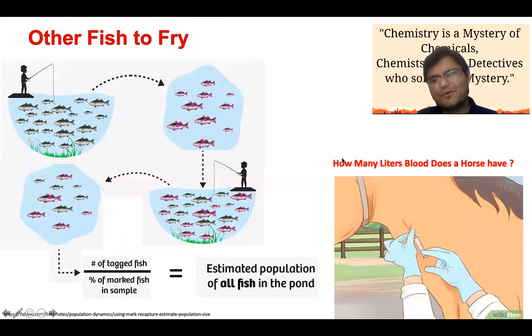Now, let's say you want to know how much blood a horse has without killing it. You may inject some radio-labeled sample into the horse, and it goes into its entire bloodstream. Then you may withdraw some blood from it, and by analyzing the ratio of the tagged radio-labeled sample in the blood prior to injection and after injection, you can estimate the blood content of a horse.